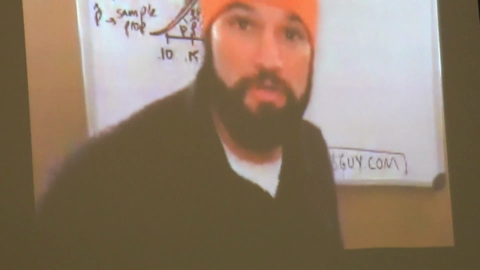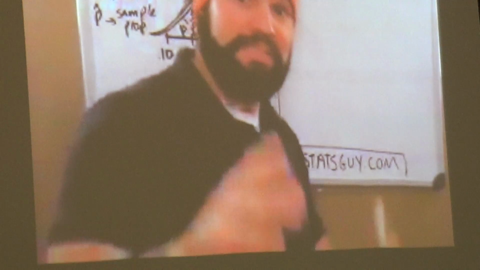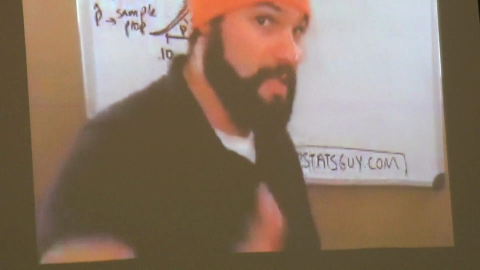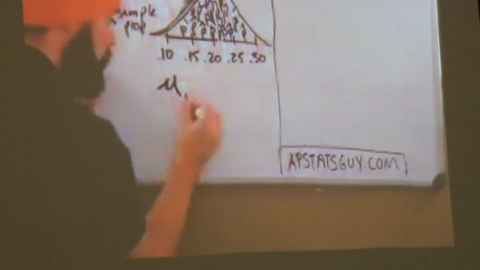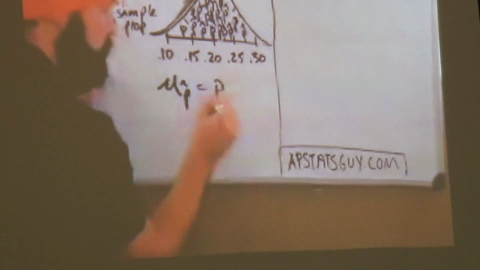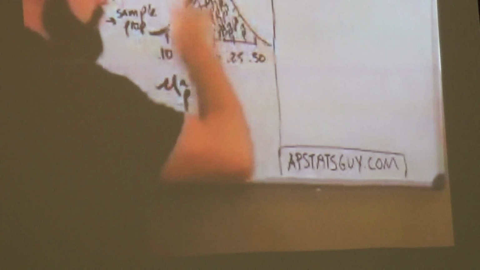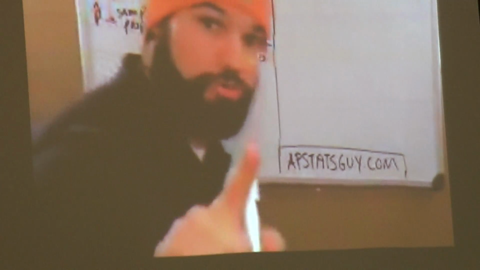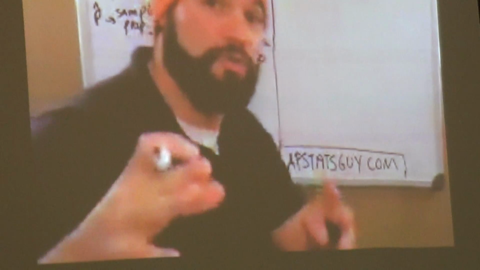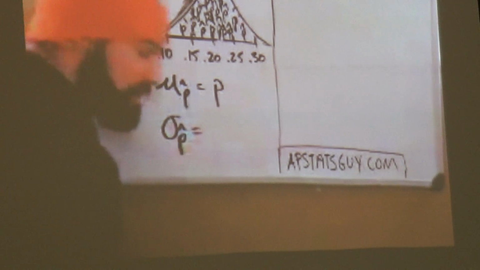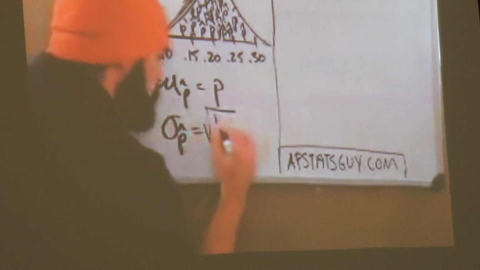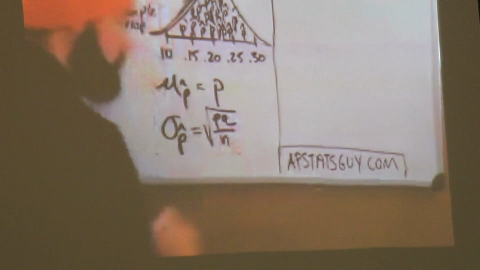And what's even cooler about this, it can be derived mathematically, is that the standard deviation is actually given to you right on your formula sheet. Two things are given to you on your formula sheet. It says the mean of all the p-hats is simply the true p. So the mean of this model is 0.20, which is the true p of the population. And also given on your formula sheet for the AP test is that the standard deviation of all the p-hats is simply the square root of pq over n.